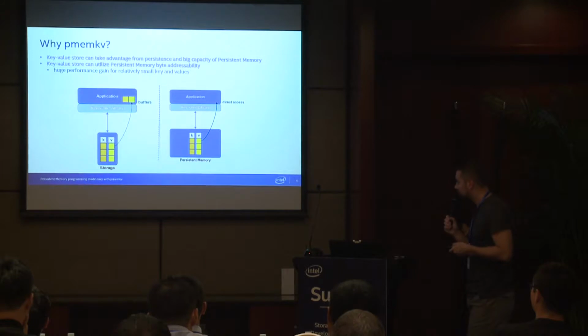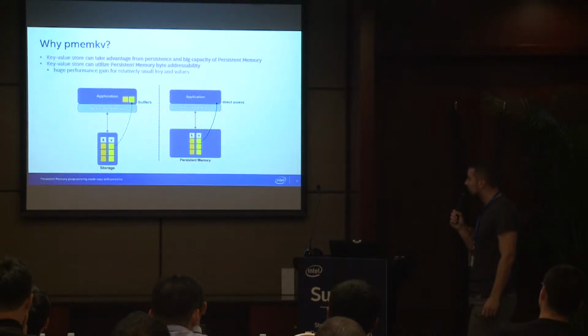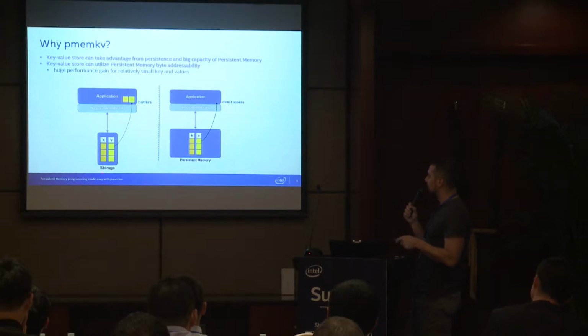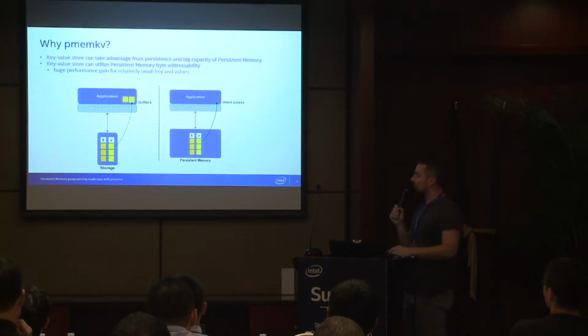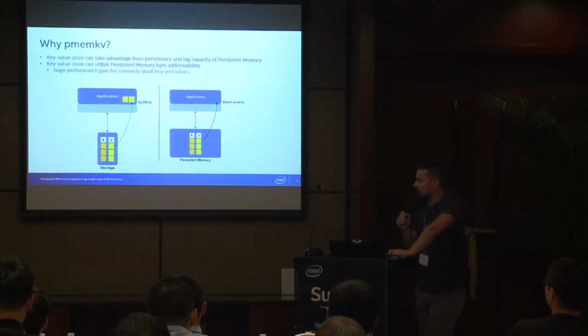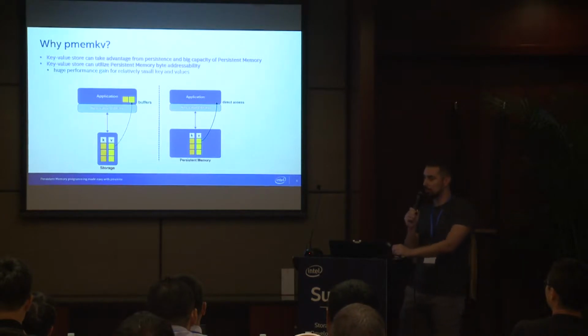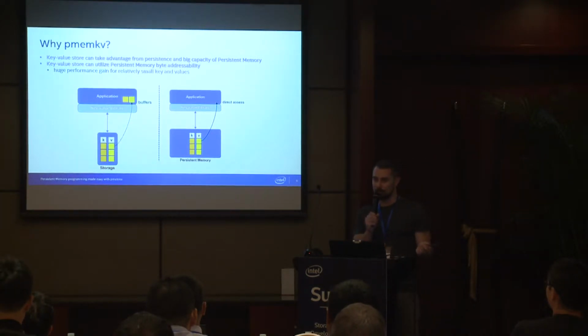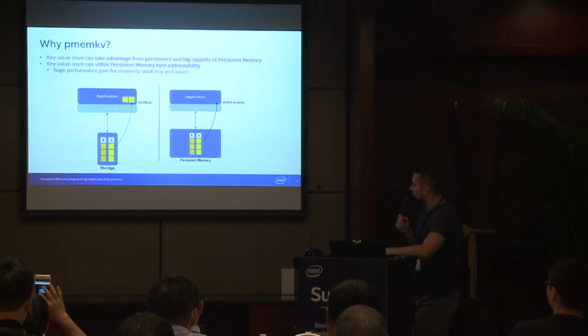On the left side, we have a normal key-value data store where data resides in some kind of storage. And in order to read the value, we must copy it into buffers residing in DRAM. So what does it mean? If we want to read a single byte or a single cache line sized value, we have to copy the full page cache into kernel and read only after that copy the data to DRAM.